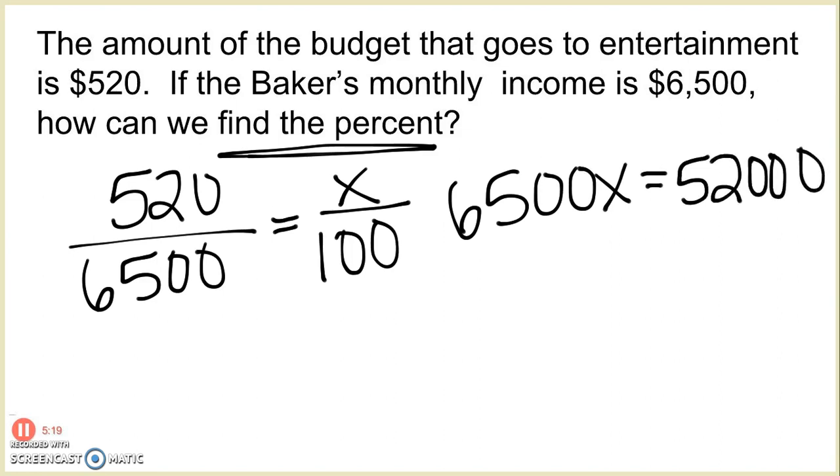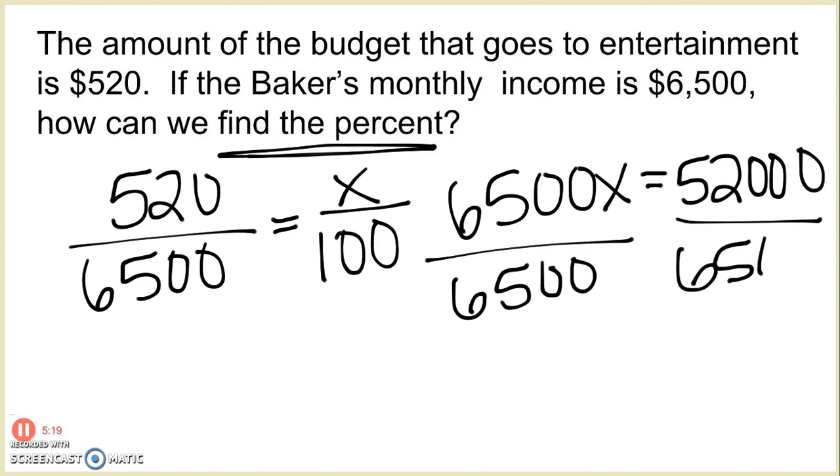We need to solve for x by dividing by 6,500 on both sides. And once we do that, we should get 8%. So the amount of the budget that goes towards entertainment is 8%.